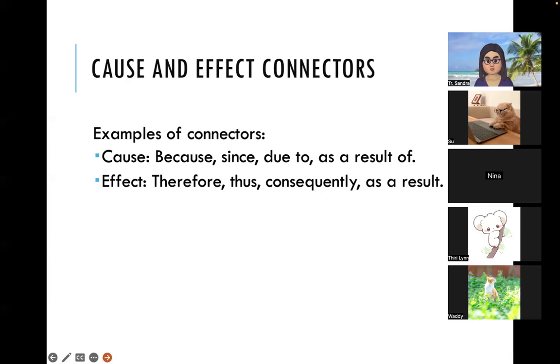These are examples of connectors. If we want to show the cause, we can use because, since, due to, as a result of. If we want to show the effect or result, we can use therefore, thus, consequently, as a result. These are the common connectors to show cause and effect. You need to make sure of those things.